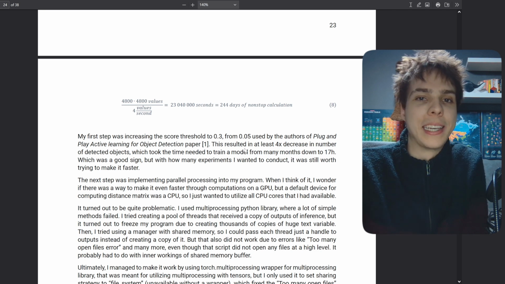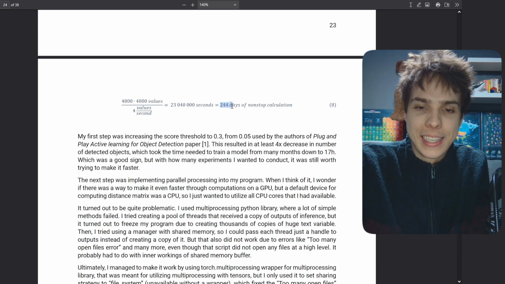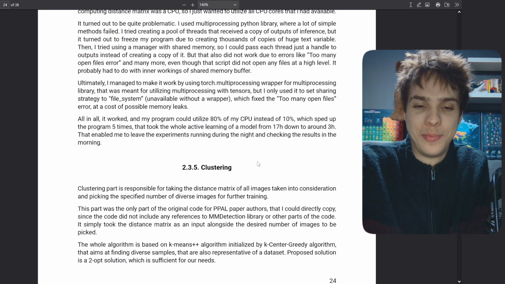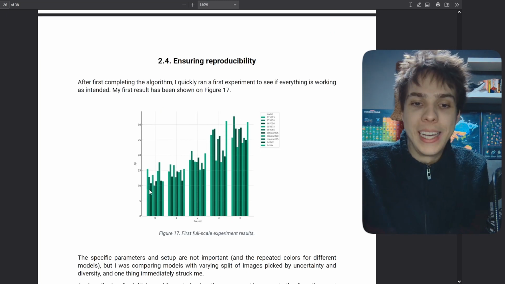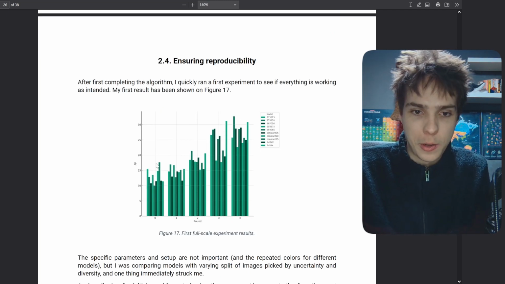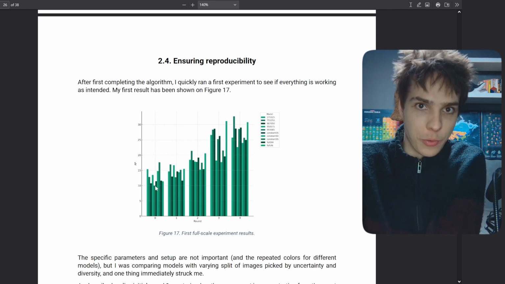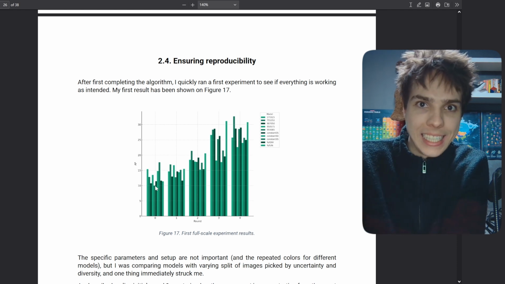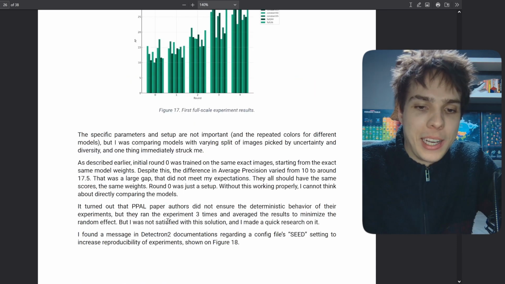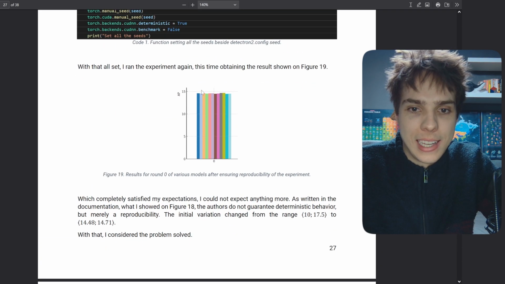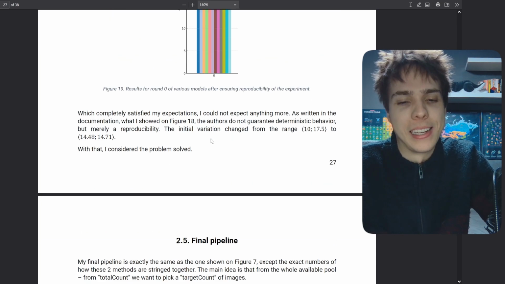Oh, imagine being happy that you implemented the algorithm after so many setbacks, and then one training run lasts 244 days. That was funny. Ensuring reproducibility. This was my initial result of different models, comparison of their performances, and look at round 0. Round 0 was not even an active learning round. That was initial training on exactly the same images for every model. I was like, oh, what is this variety? So I had to explore it, fix it, and that's the ultimate result. It's not fully deterministic, but it's pretty close. I was satisfied with it.